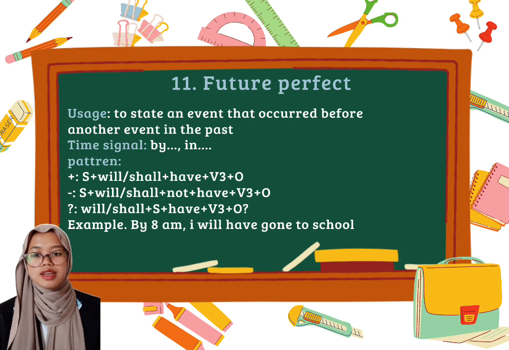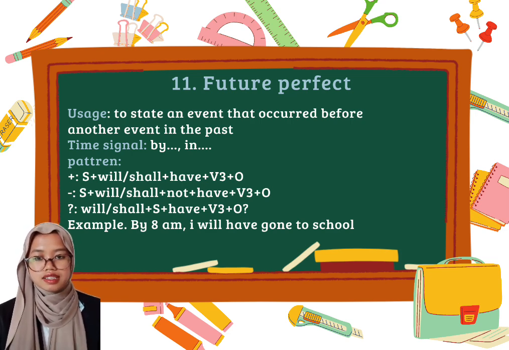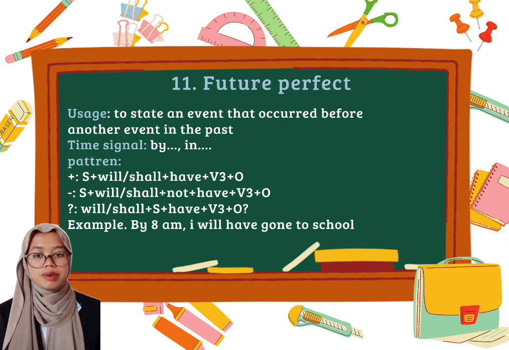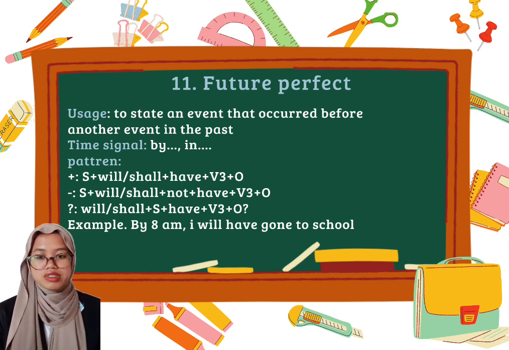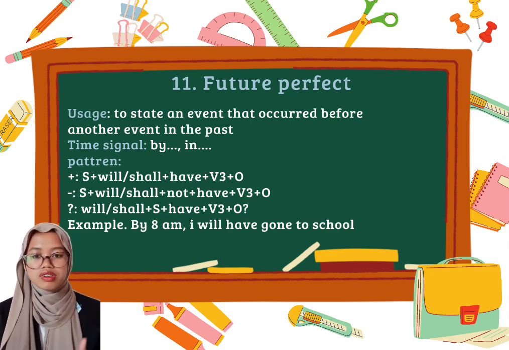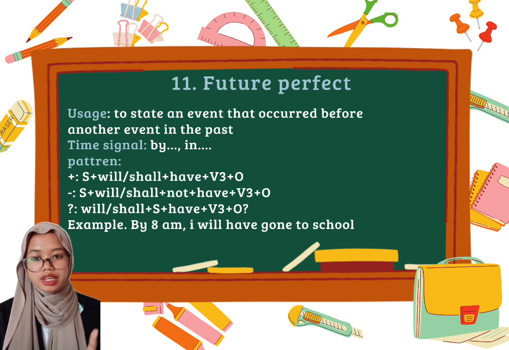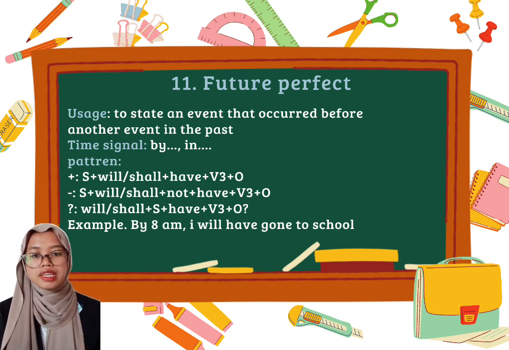The next is future perfect tense. This tense is used to state an event that will occur before another event in the future. Time signals are by and in, and so on. Pattern, subject plus will or shall plus have plus verb 3 plus object. The example, by 8 o'clock I will have gone to school.